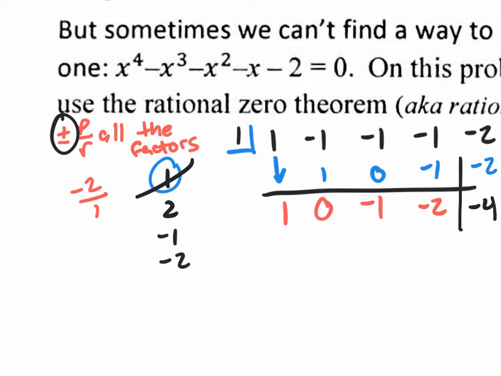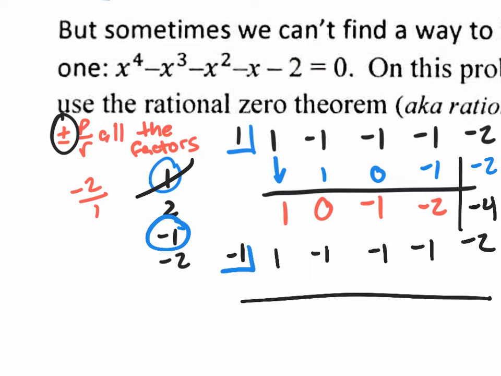Okay, so let's do it again. Put a negative 1 right in there. So I'm going to test this one now. Again, same coefficients. Let's try to do this quickly. 1 comes down. As you go up, you multiply. So negative 1 times 1 is negative 1. As you go down, you combine. Negative 1 and negative 1, that's negative 2. As you go up, you multiply. Negative 1 times negative 2 is positive 2.